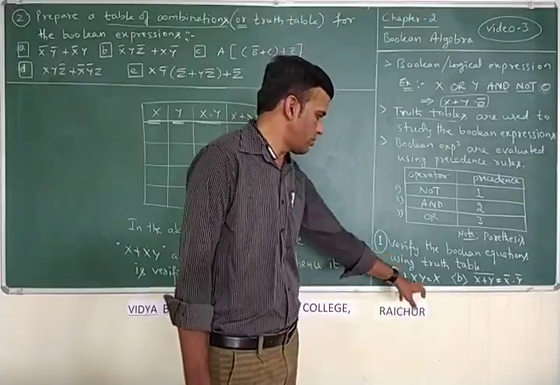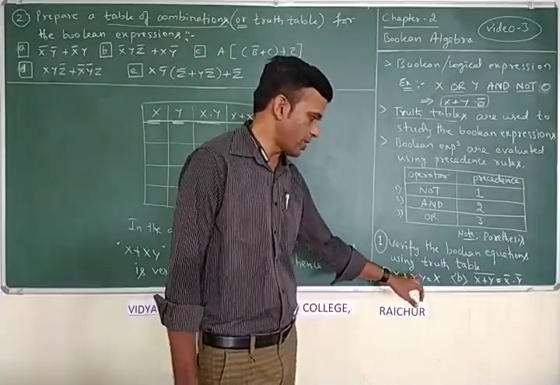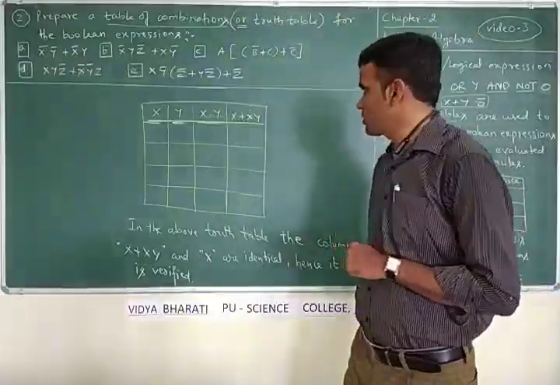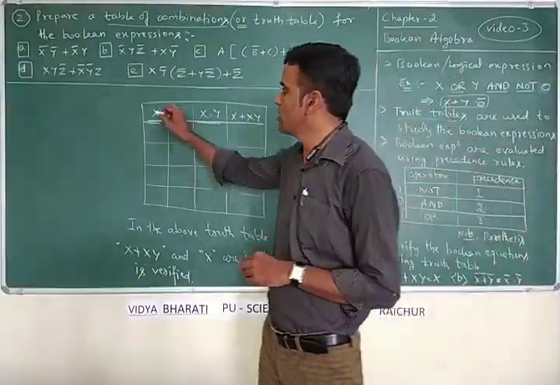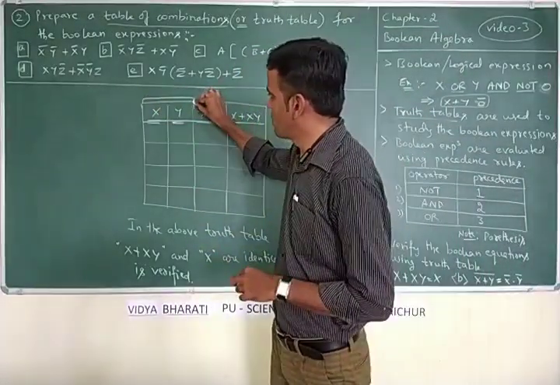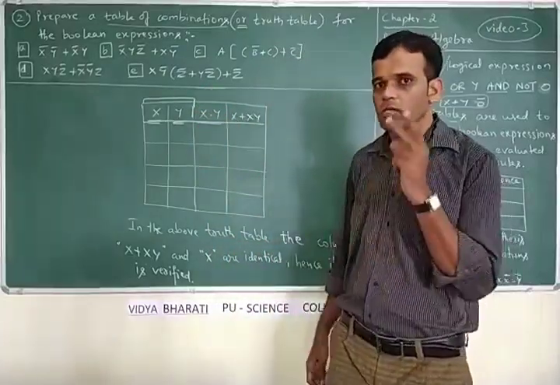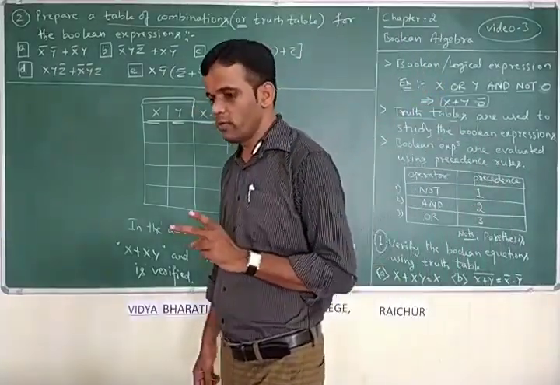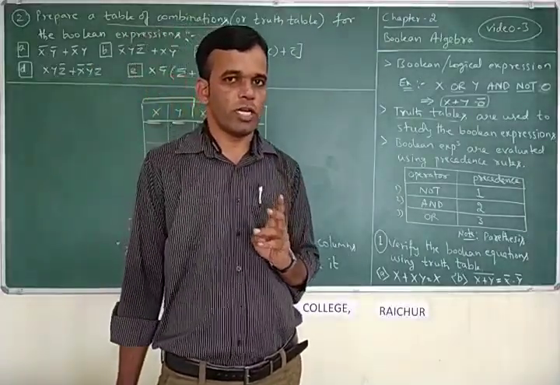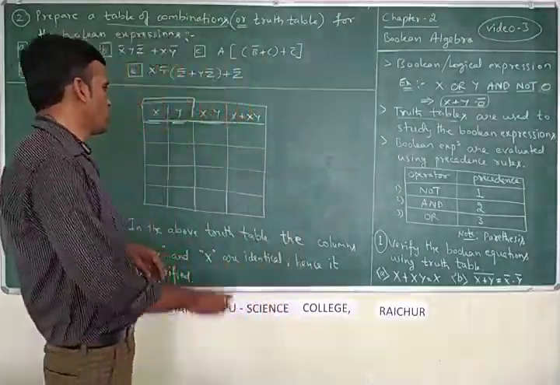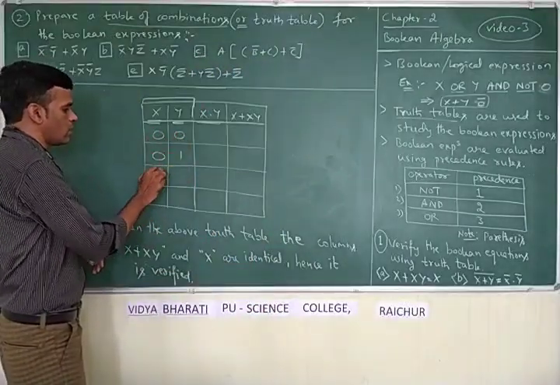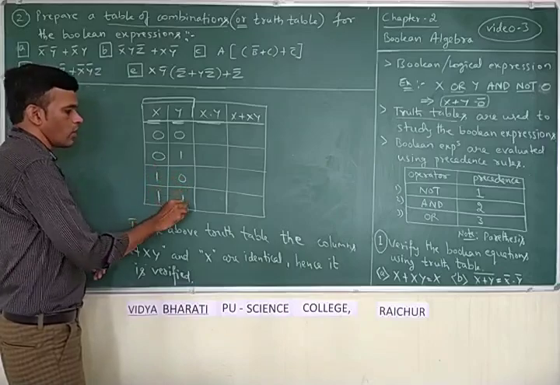So if you observe the expression here, equation x plus xy equals to x. Only two variables we are having in this expression. So these are the two given variables in the given equation. When I have two variables, we will be having four possible combinations of zeros and ones. Usually we will write them in this form: 0 0, 0 1, 1 0, 1 1.